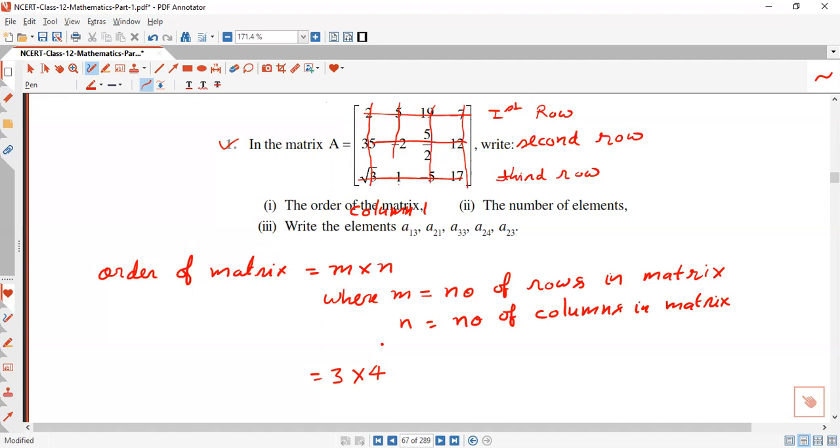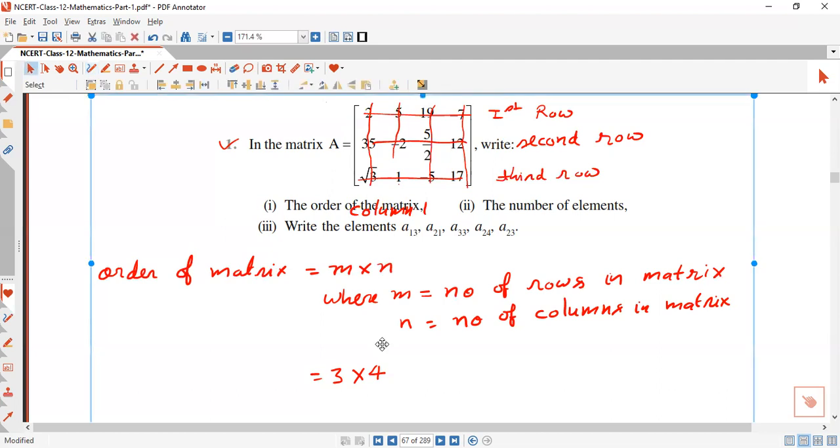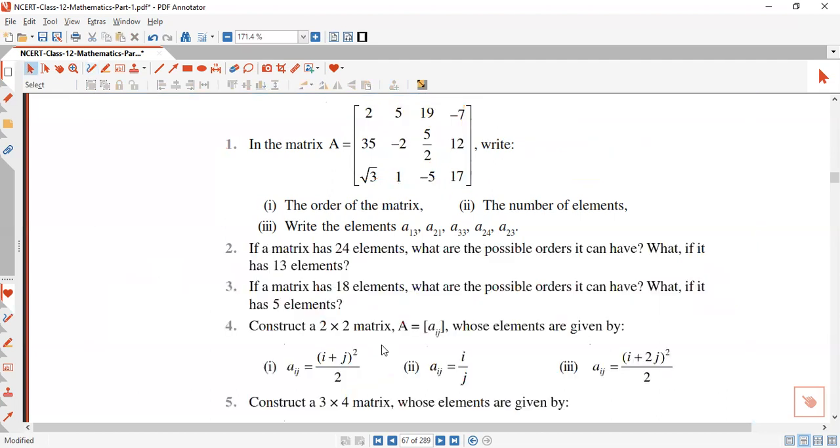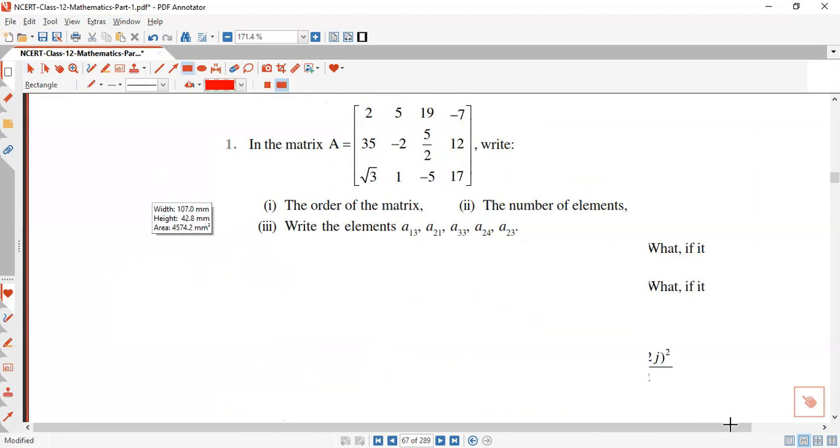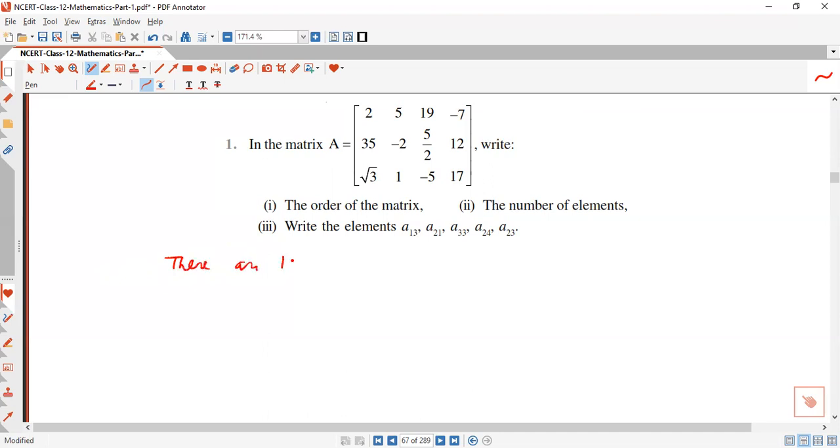Now, the second part, the number of elements. You can calculate the number of elements in this matrix. See, if I want to calculate the number of elements, 1, 2, 3, 4, 5, 6, 7, 8, 9, 10, 11, 12. So we say that there are 12 elements in the matrix.